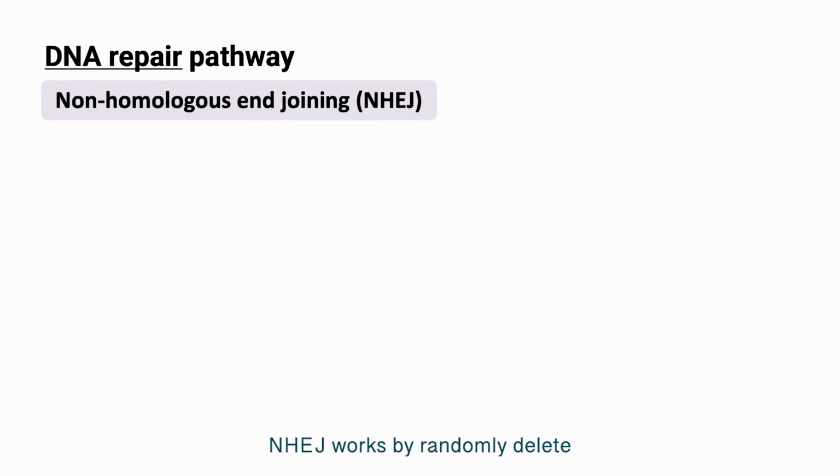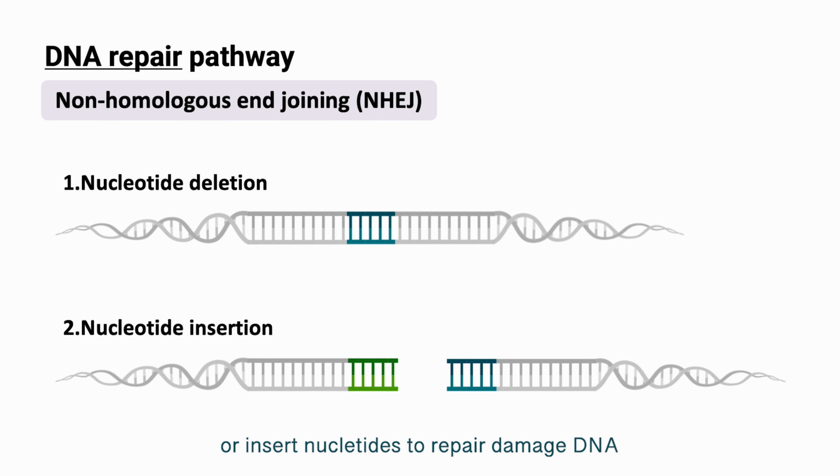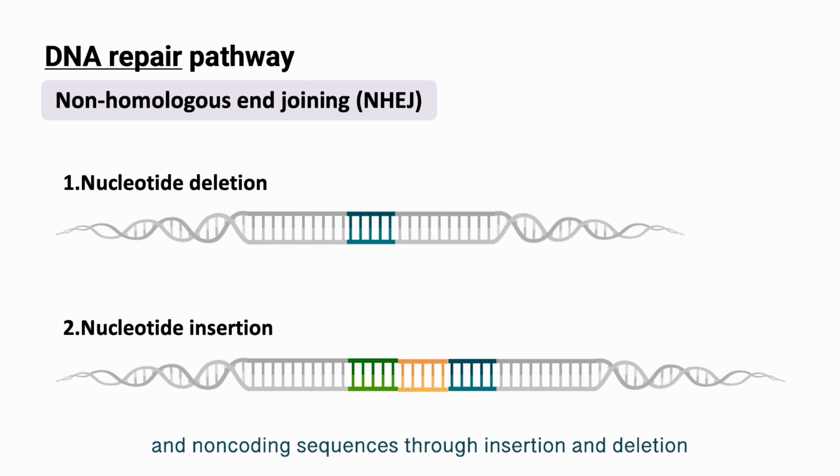NHEJ works by randomly deleting or inserting nucleotides to repair damaged DNA. NHEJ can be exploited to disrupt coding and non-coding sequences through insertion and deletion. Although the broken DNA can be repaired, the function of the gene is disrupted. So, the NHEJ DNA repair pathway is suitable for gene knockout.